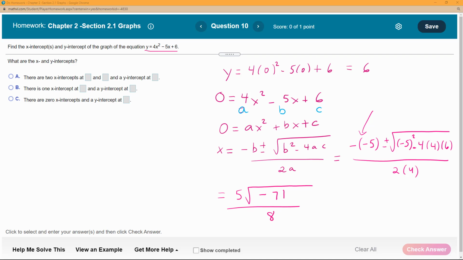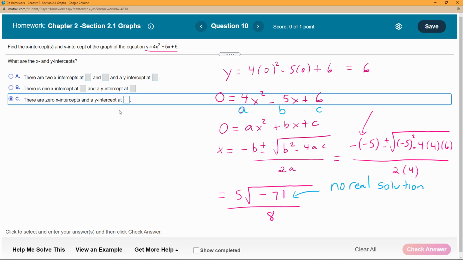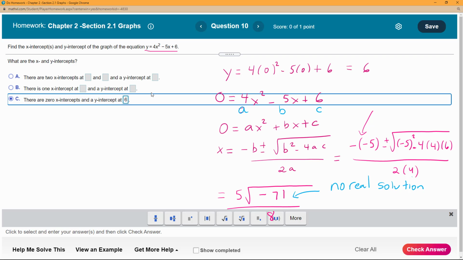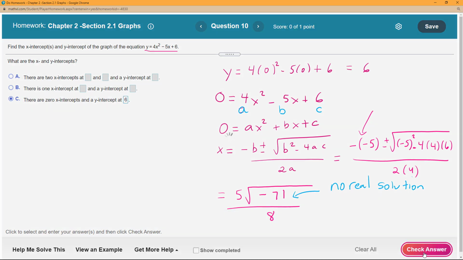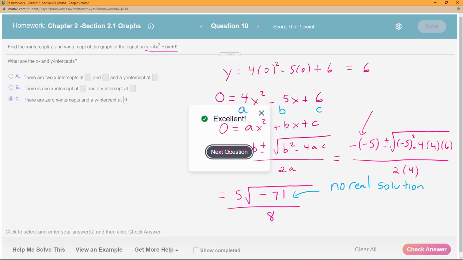Here, ladies and gentlemen, we have a problem. There is no real solution here. You cannot take the square root of a negative number and get a real solution. Therefore, there are 0 x-intercepts, and then as we found way back up here, our y-intercept is at 6. So don't forget that quadratic formula. Another thing that you should have on a formula sheet.